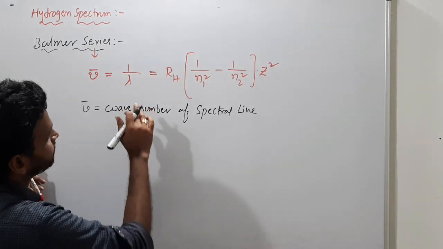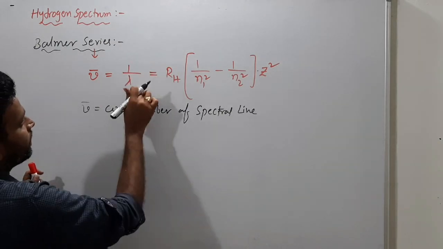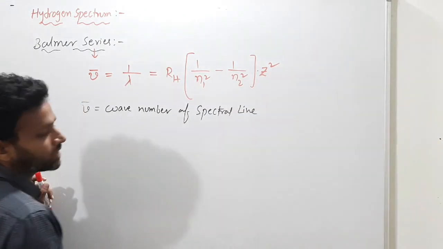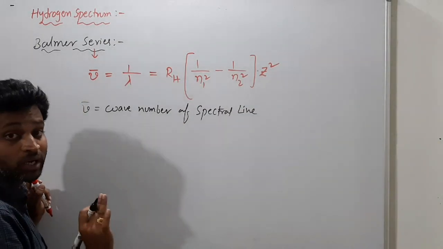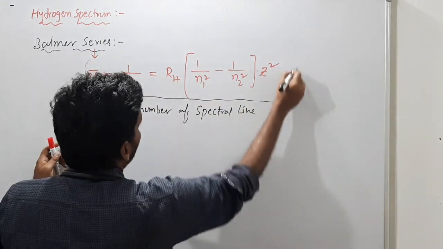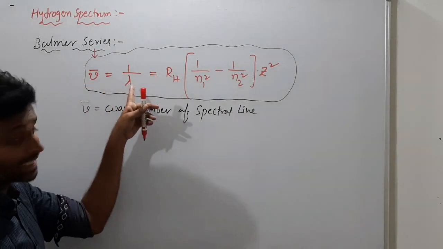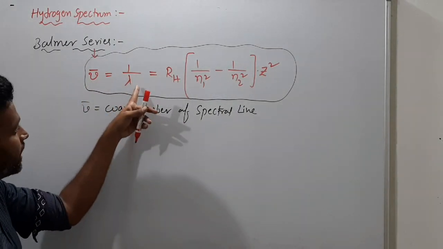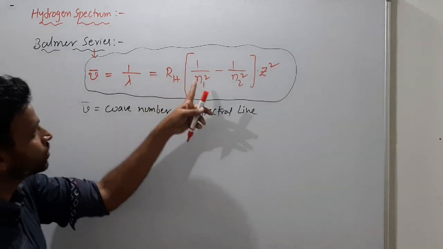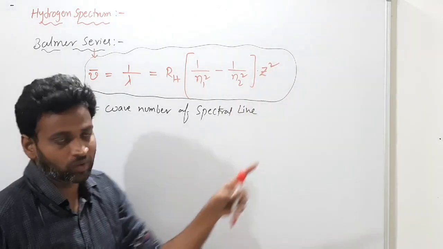So lambda means the same wavelength. Okay. So if lambda is asked, 1 by lambda is equal to this formula we have to take. This formula is very important to calculate wave number. Nu bar, or wave number, is equal to 1 by lambda, or is equal to RH into (1 by n1 square minus 1 by n2 square) into Z square.